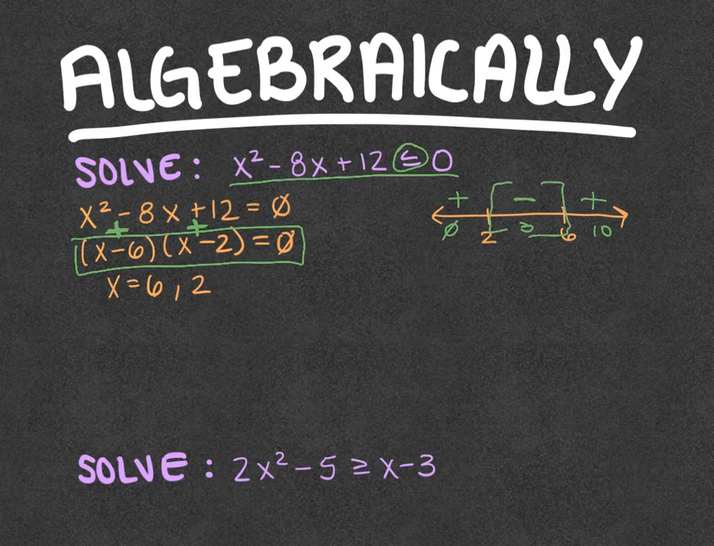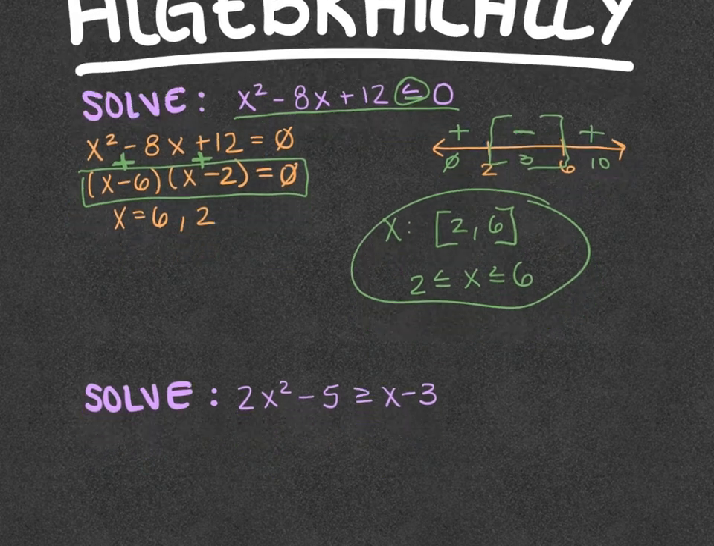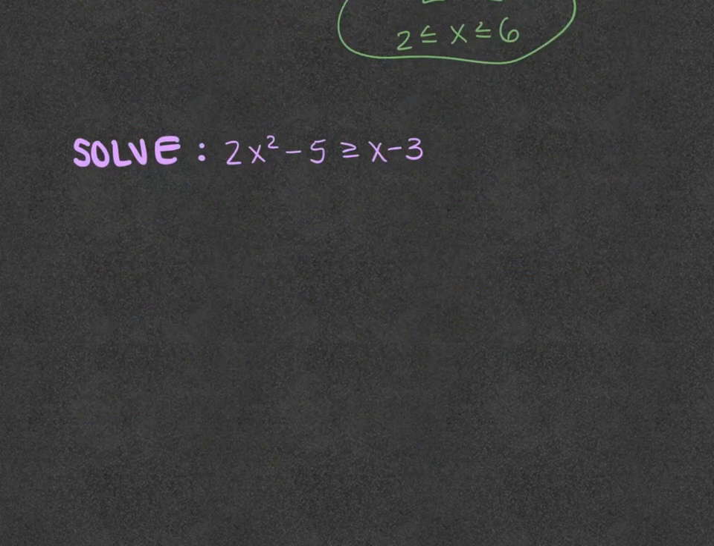So the way I would write my answer would be x is between 2 and 6, and I'm including both because it's equal to. You also could write it as 2 is less than or equal to x, which is less than or equal to 6. Both of these are acceptable answers. All right, let's try another one.